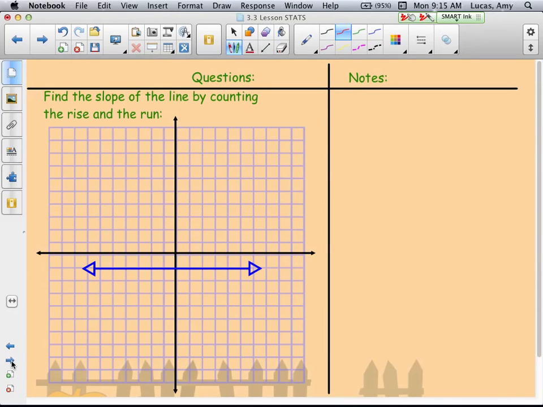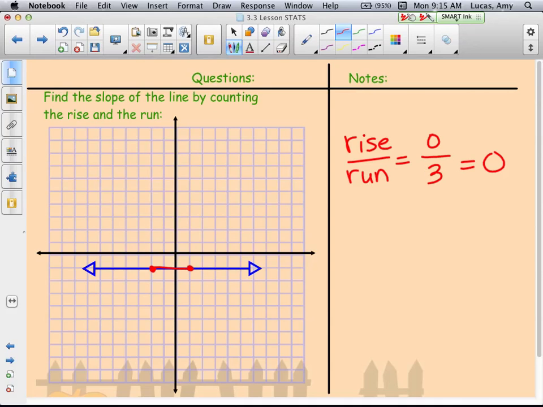My next line, this is horizontal, so if I put 2 points on this line, you may notice that if we're counting rise over run here, the rise, to go from left to right, I don't rise at all, so that means 0. And then the 2 that I selected, the run would be 1, 2, 3. 0 divided by 3 is 0. All horizontal lines have a slope of 0.